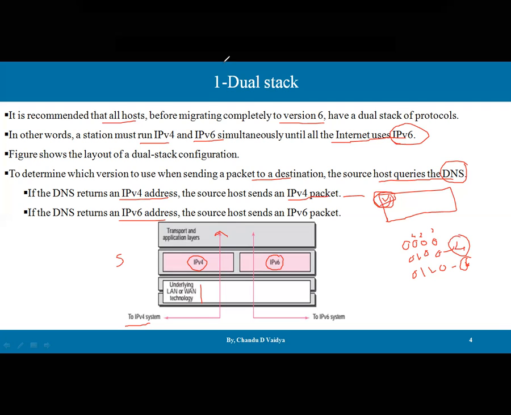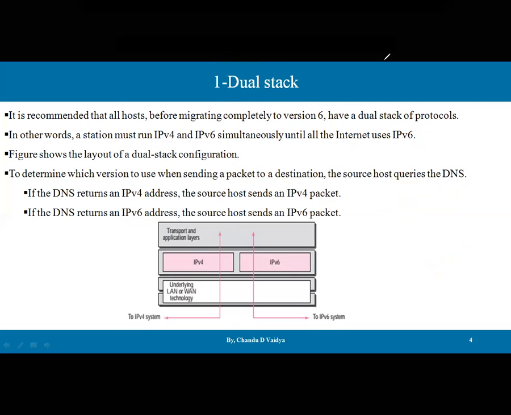So what is the dual stack mechanism? Instead of maintaining only one stack, what we have proposed is to maintain both stacks so that any kind of query can come. And in order to understand any kind of query, version 4 and version 6, we will be in a position to understand, and our packets or datagrams can be transferred from one end to another end. This is the dual stack mechanism, guys.